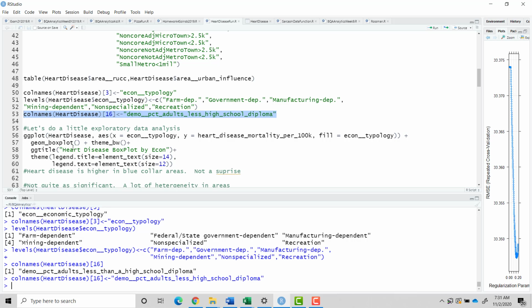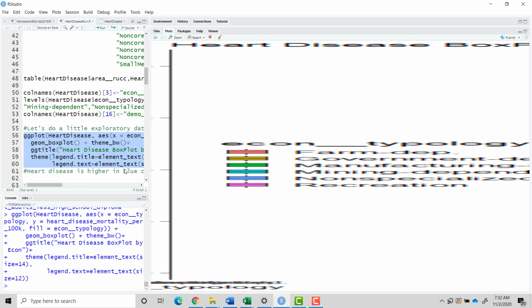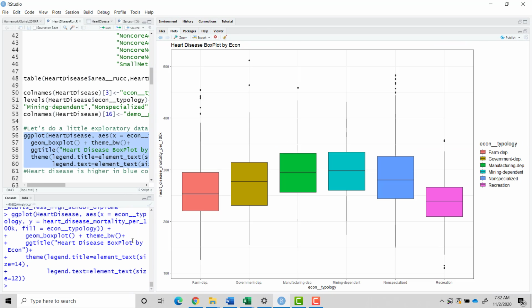Okay, so let's now do a little bit of exploratory data analysis. Let's just look at the economic topology with a simple ggplot box plot. Our X is our econ topology, so that's what we're doing the categories across. Our Y is our heart disease, which is our dependent variable, and we're also going to fill by topology. So it's a very simple box plot. We're just going to make the title a little bit bigger to make it look prettier. And here we go.